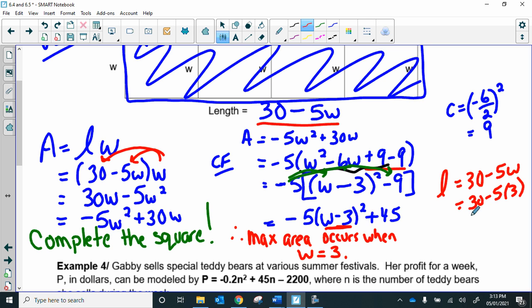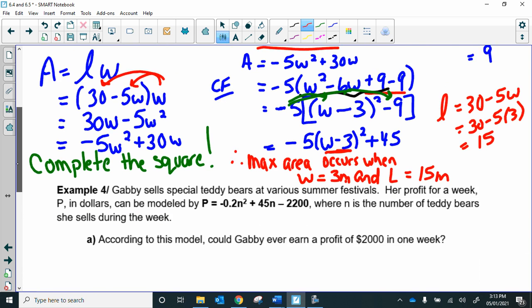So 30 minus 15 is going to be 15. So therefore the max occurs when the width is 3 and the length is 15. And this is meters. Okay, so that's a tricky question. Again, that pops up in grade 11, so you are learning it a year ahead.